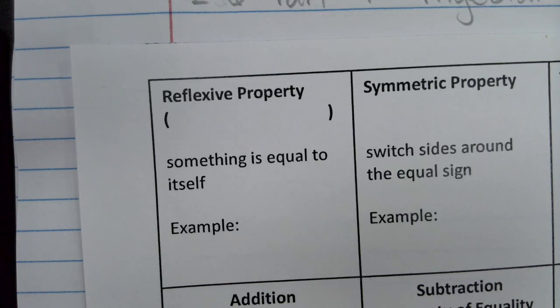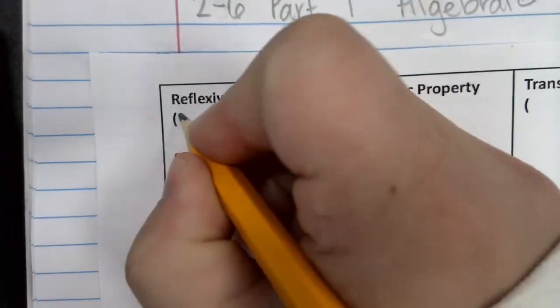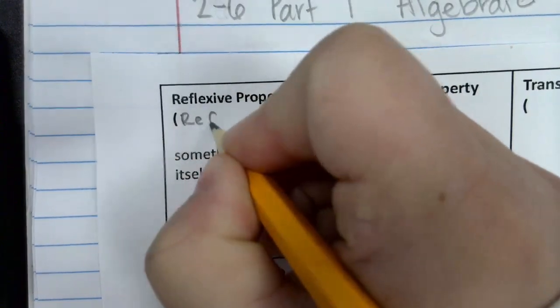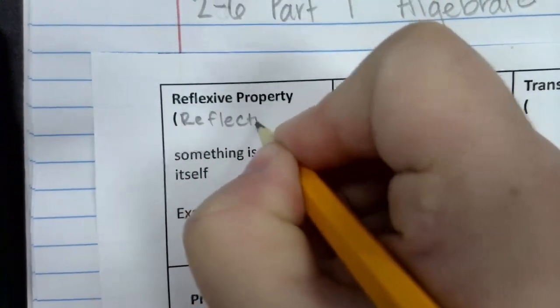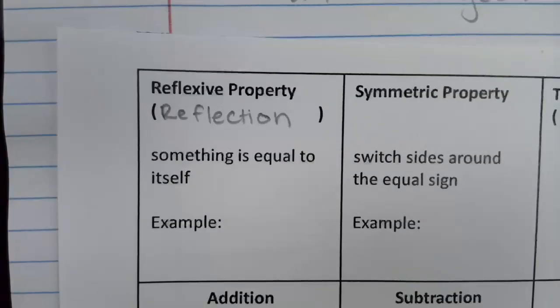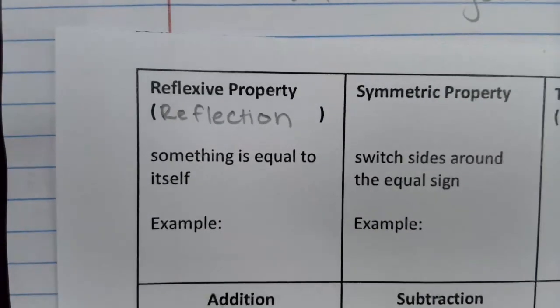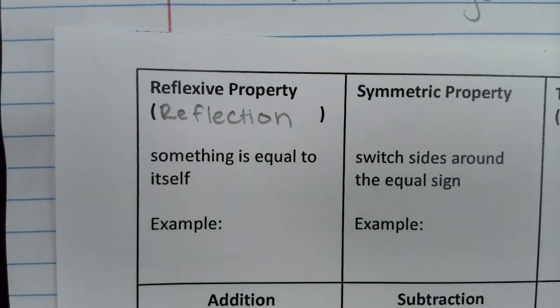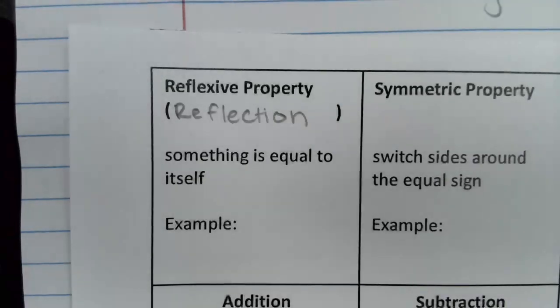Reflex? Good. I'm going to go with reflection. Okay, it's kind of like a reflection. When you walk up to the mirror to see your reflection, who do you see? You. How do you know it's you? Because it's you. It's your reflection. So reflexive is like a reflection. It's something is equal to itself, which just sounds silly.